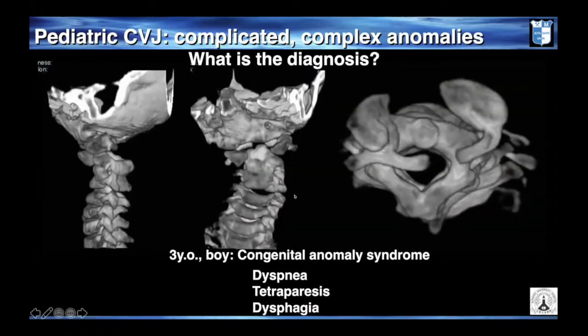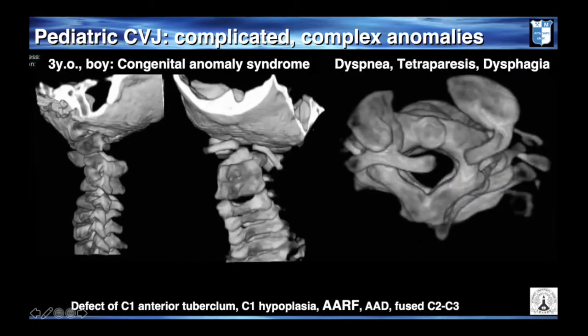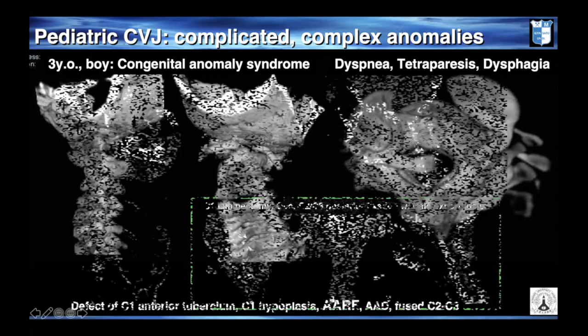So this is another case of a 3-year-old boy with a congenital anomaly syndrome, who showed dyspnea, tetraparesis, and dysphagia. And this is a 3D CT. So what's the diagnosis in this case? The defect of the anterior tuberculum, the C1 hypoplasia, and the AAR, somehow located, and the fused C2-3. This is my diagnosis.